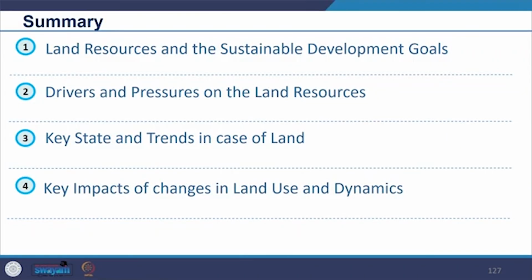Summarizing what we really covered today: we looked at land resources and the sustainable development goals, why it's important and how it helps us to attain sustainable development goals. We looked at the drivers and pressures on land resources. We looked at the key state trends in case of land, as well as the impacts of changes in land use and dynamics with changes.